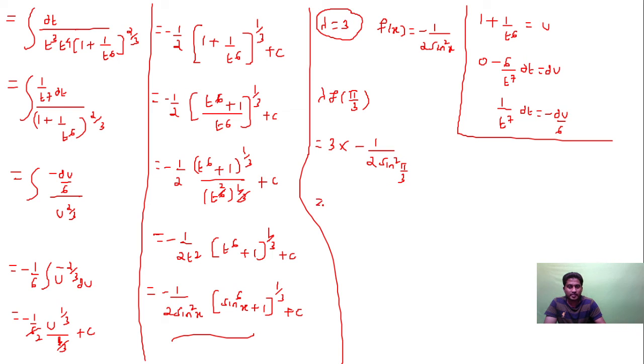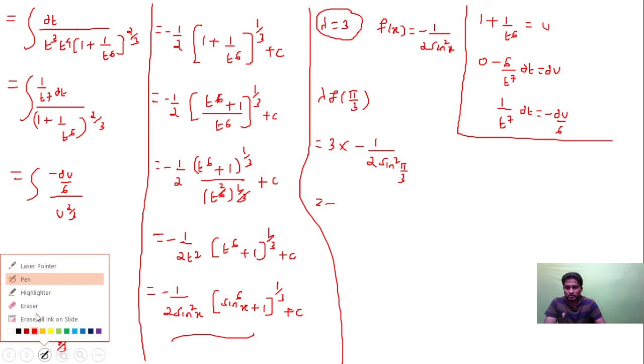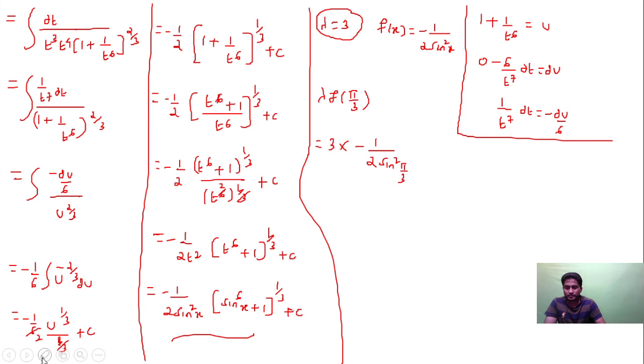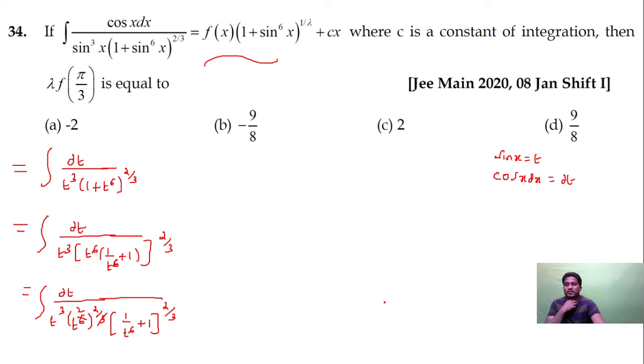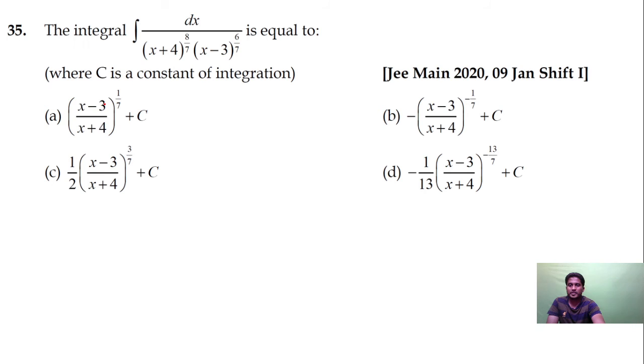So this is minus 3 by 2. Sine 60 is root 3 by 2, so sine square 60 will be equal to 3 by 4. So 3 and 3 cancel, so this is minus 4 upon 2. The answer will be equal to minus 2. Question number 34, the answer will be option A. That's right. Now let's move to the next question.